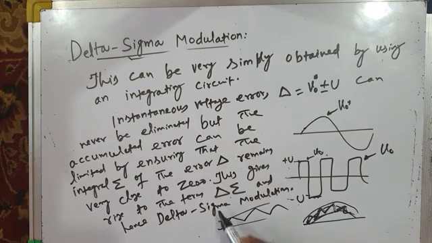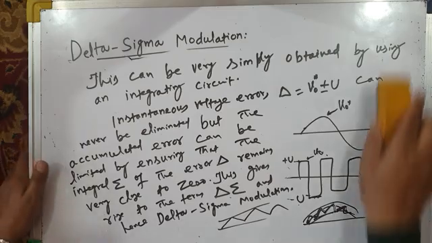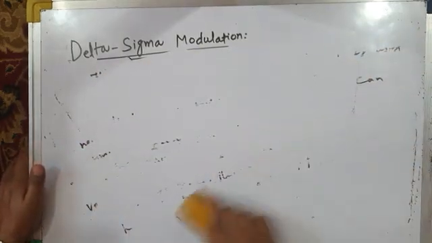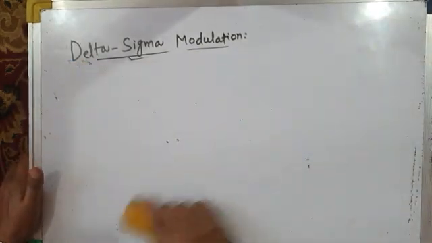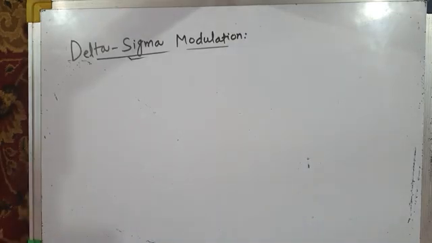Since the error between the reference voltage and actual voltage, that is delta, is integrated, and integration is sigma, hence this pulse width modulation technique is also called delta sigma modulation. It will be very much clear to you if I try to explain it with the help of a waveform.